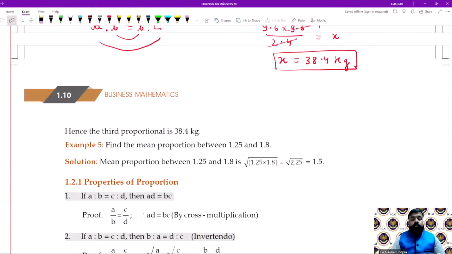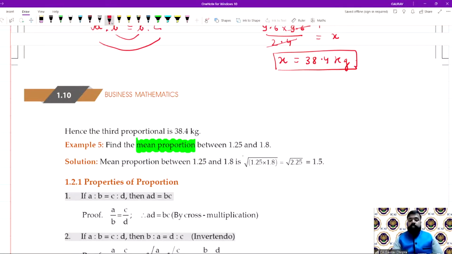Now comes the fifth one. Find the mean proportion between 1.25 and 1.8. Now focus on the terms. What the term is saying, find the mean proportion. Mean proportion का मतलब क्या है? Middle value. So this time we have to calculate the middle term.